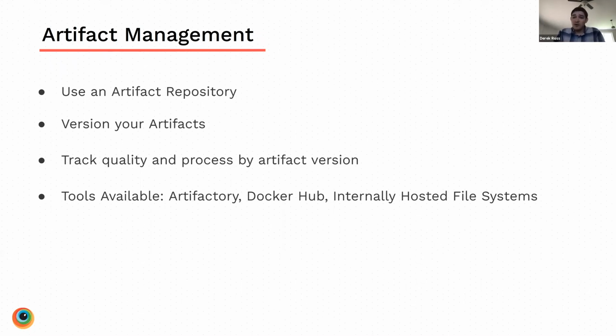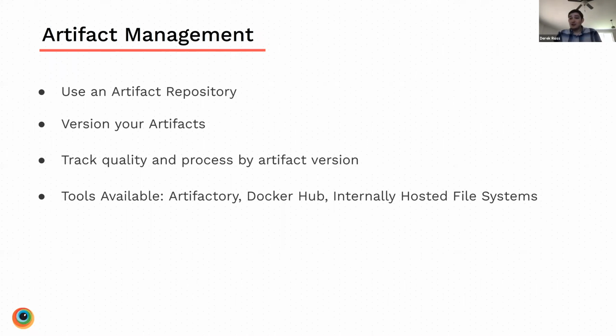So we want to use an artifact repository. We want to build the artifact early and then deploy that through the environments and test it along the way and record that story. We want to version those artifacts using something like semantic versioning. So it could be 1.0.0 or 1.1.1 or 2.0.0. We want to track quality and processes by this artifact version.